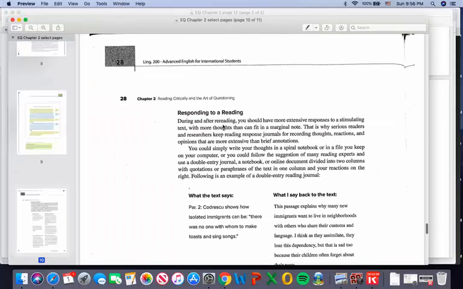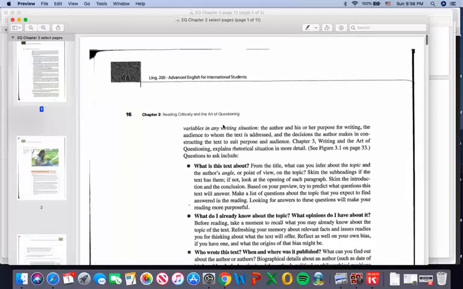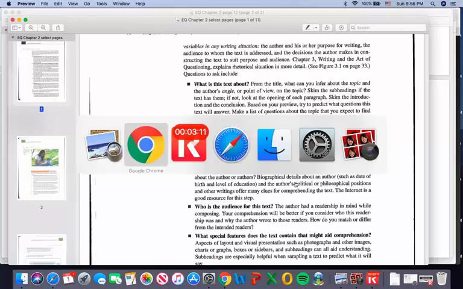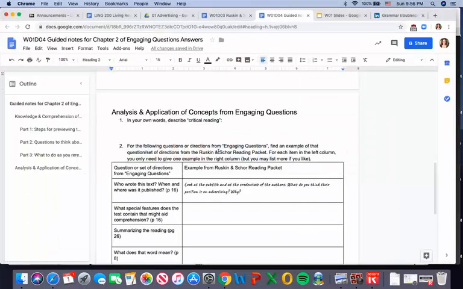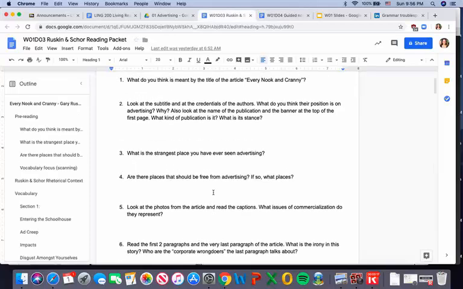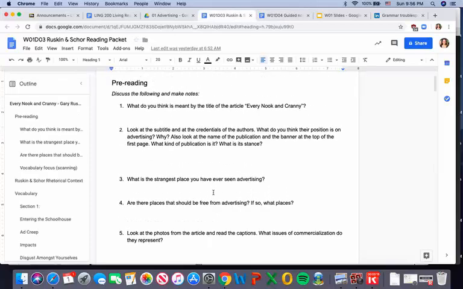Engaging Questions, and if you have your book, you can look at page 16. You can see this question here, who wrote this text, when and where was it published? You've got these sub-questions as well. So let's go ahead and look at the reading packet and see what is asking about the authors. And you can find that the second question is asking about the authors.